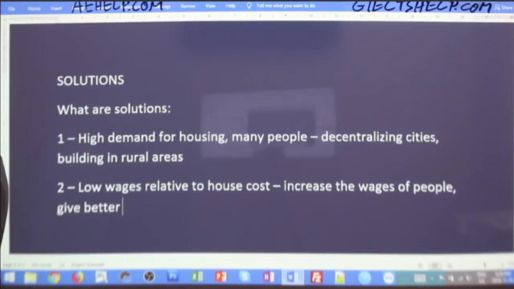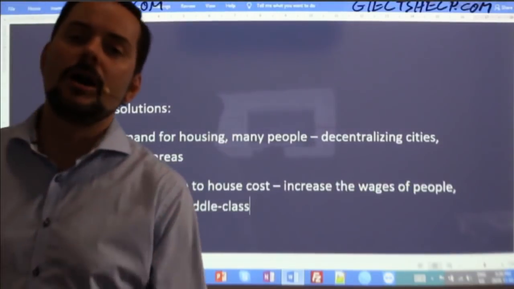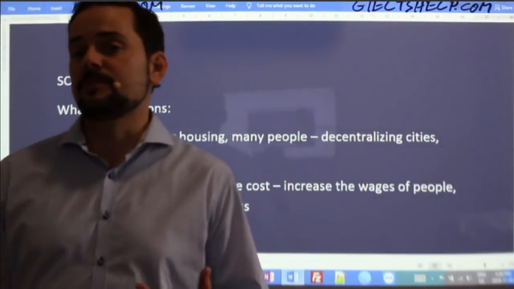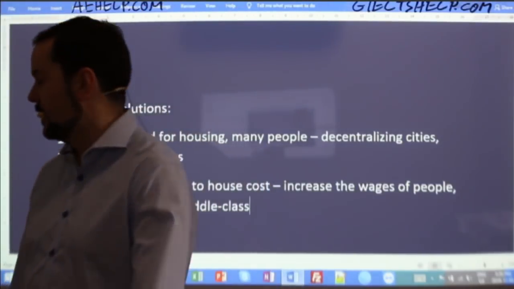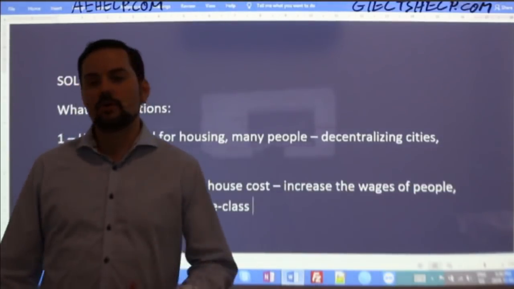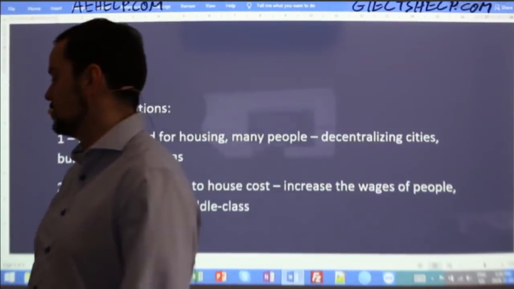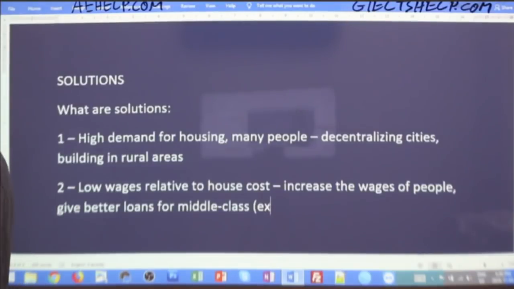Give better loans for middle class. Sure. And governments are doing this. So as I mentioned to you, in Canada, the house prices have really gone up, especially in Vancouver, Victoria. And we have a special type of loan called a first home buyer's loan, which helps people who don't have a house and are first home buyers to buy a house. So, for example, a first home buyer loan, okay, with special interest rates.